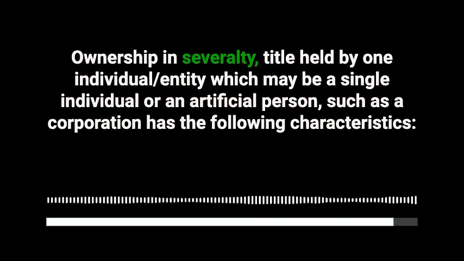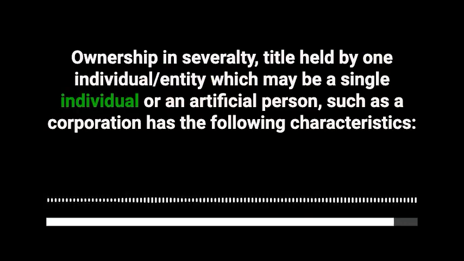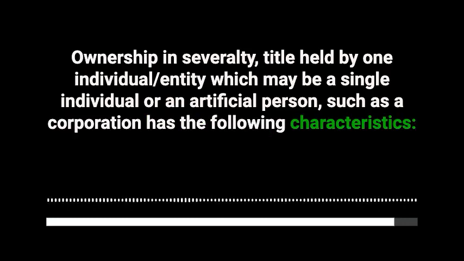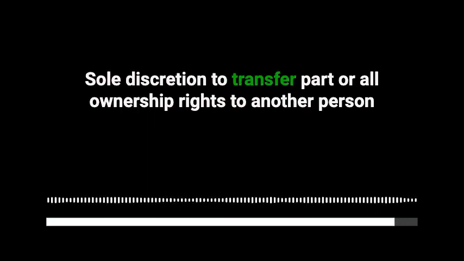Ownership in severalty, title held by one individual entity, which may be a single individual or an artificial person, such as a corporation, has the following characteristics. Sole rights to ownership. Sole discretion to transfer part or all ownership rights to another person.